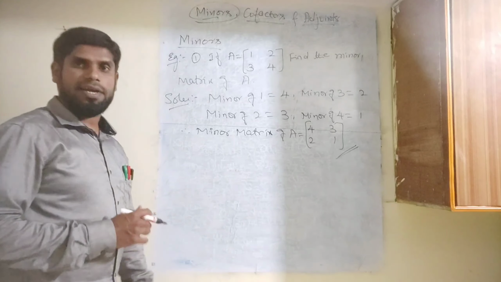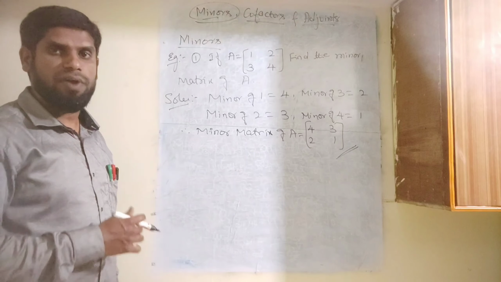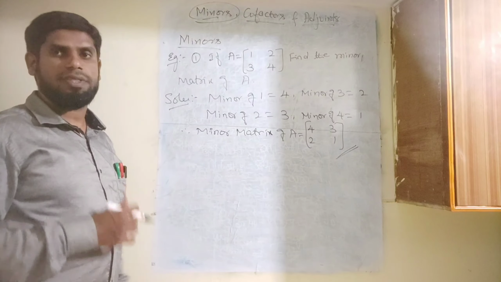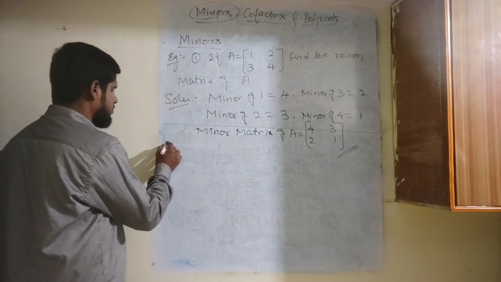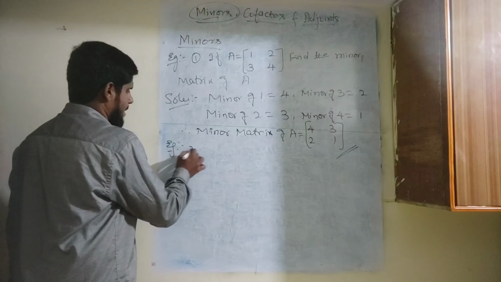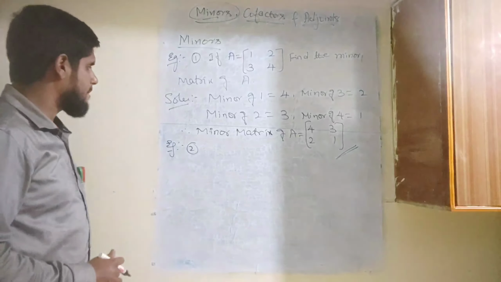Now let us take one 3 cross 3 example. How to find the minors if we have a 3 cross 3 matrix. Second example.